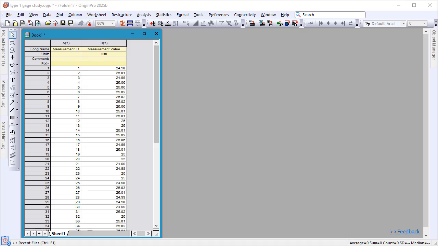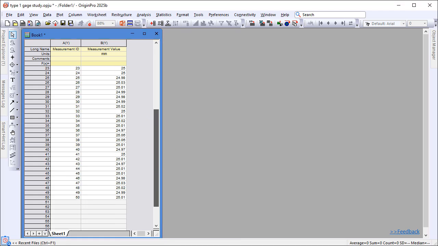Under a Type I gauge study, a single operator will use a device to take repeated measurements, usually 50 or more, of a single part with a known reference standard. Our example dataset includes 50 observations measuring a pipe's diameter.